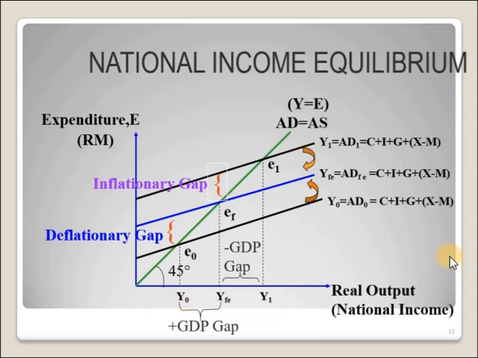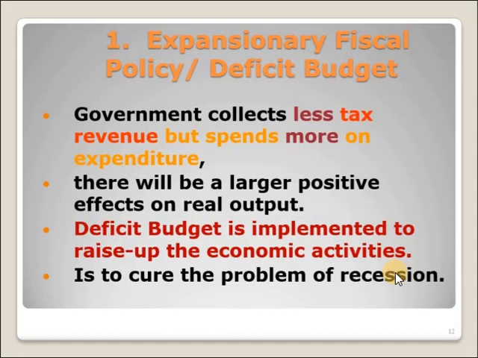Government will collect less tax revenue. When tax drops, C will increase, I will increase, G will increase. So there will be a larger positive effect on real output. The real output will increase. Why? Deficit budget is implemented to raise economic activities. Since recession is related to the downturn of an economy, to reduce recession, economic growth has to shoot up. More government expenditure, G, increases the aggregate demand and closes down the deflationary gap while the real GDP increases. This is the explanation for the diagram just now.